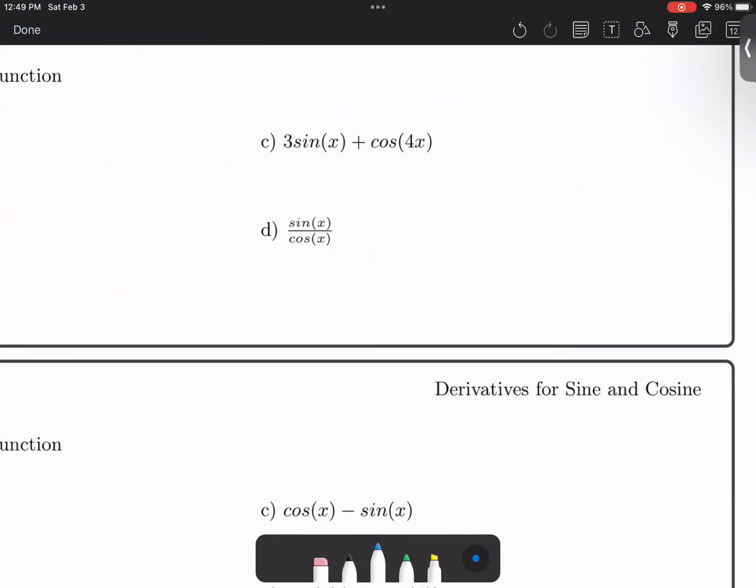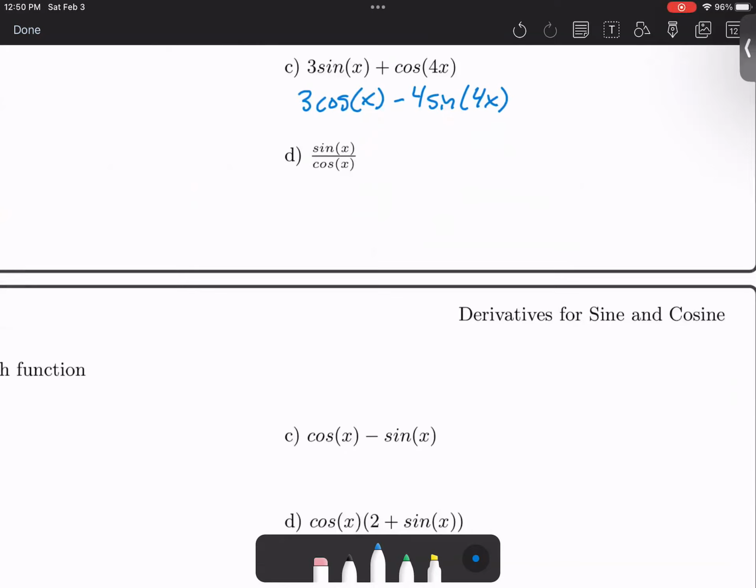When we differentiate 3 sine of x, we get a 3 cosine of x. When we differentiate the cosine of 4x, we get a minus sine of 4x, because we differentiate the cosine function, and the 4x just happens to be sitting inside of it. And then now by the chain rule, the derivative of 4x is that 4. That's why I left the space there.